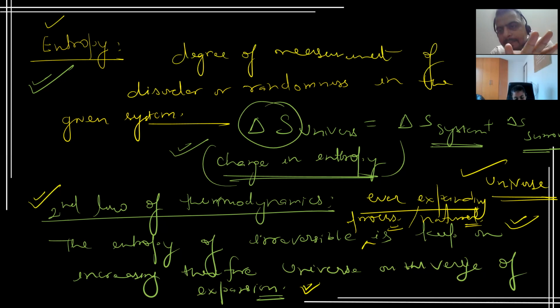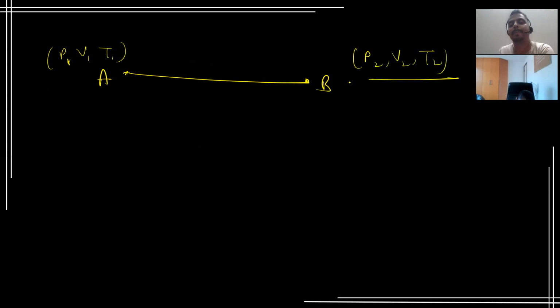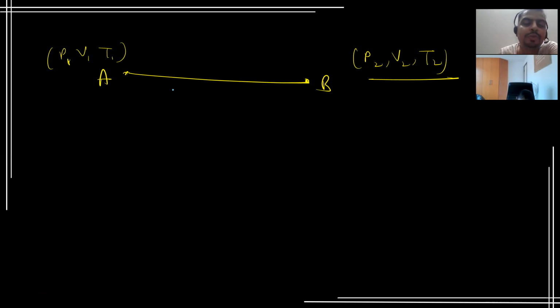Okay. Now I'm considering a process. In a process A to B, the system changes from P1 V1 T1 to P2 V2 T2. Cool. And this process could be isobaric, isothermal, adiabatic, whatever it may be. So we have to calculate the change in entropy for this process, right?